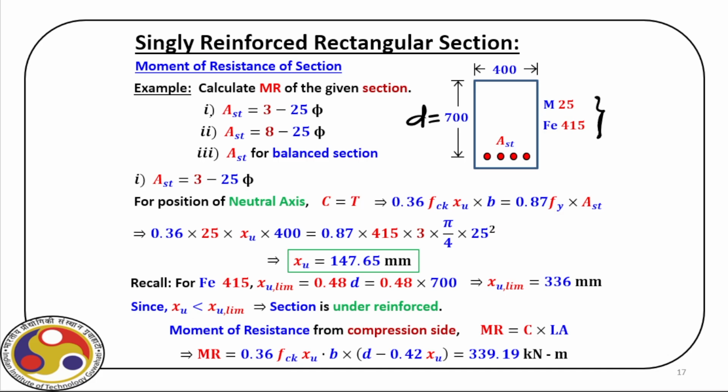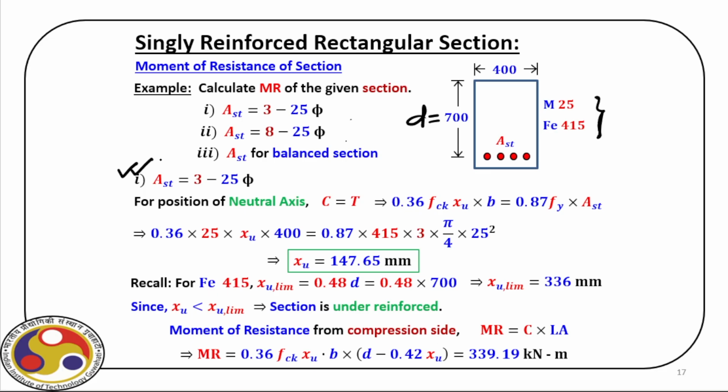Now, we'll try different options. We'll calculate the moment of resistance. First, we will try with Ast equal to 3 25 bars. Then second case, we'll go for 8 25 bars. And then third case, we'll go for balanced section, right? So let us see one by one.